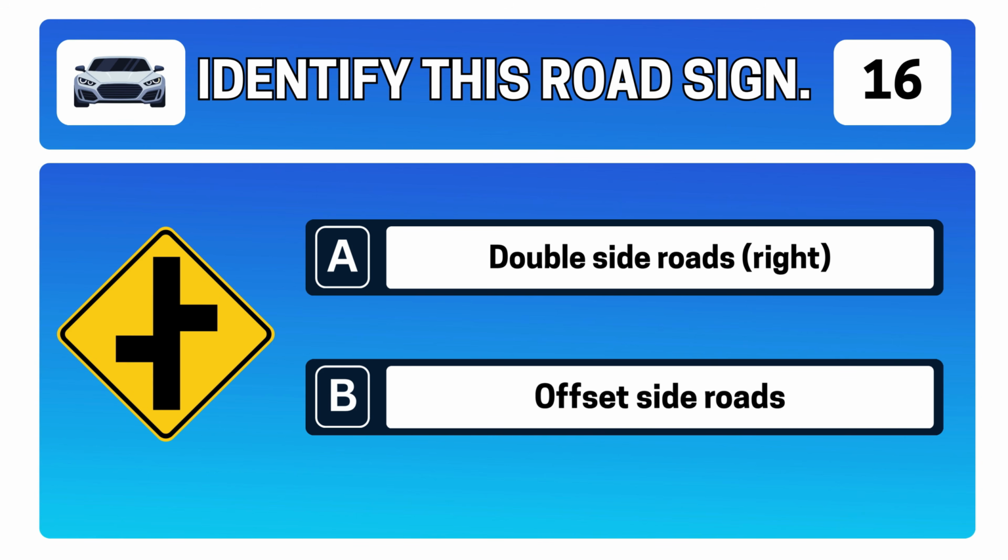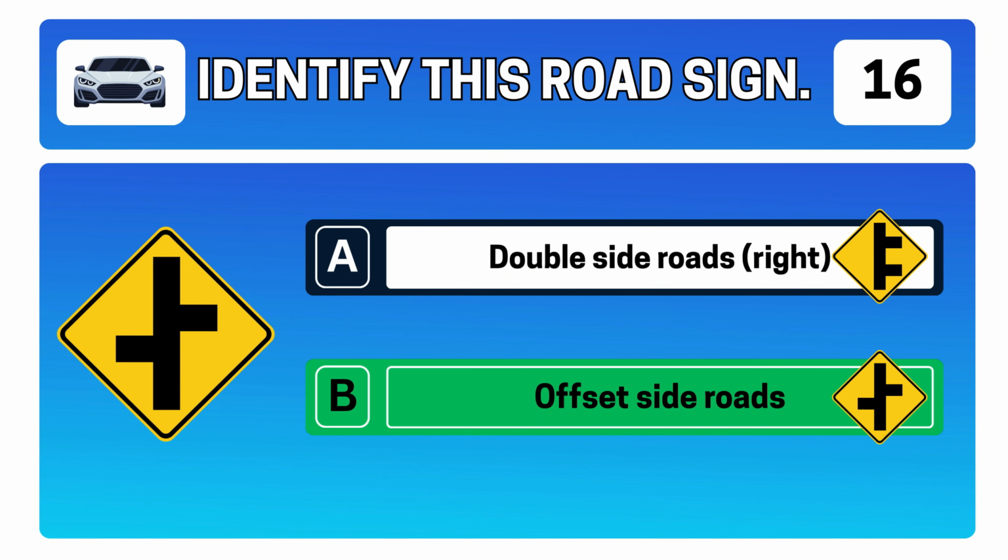Identify this traffic sign. A. Double side roads, right. B. Offset side roads. Perfect. It is the offset side road sign.